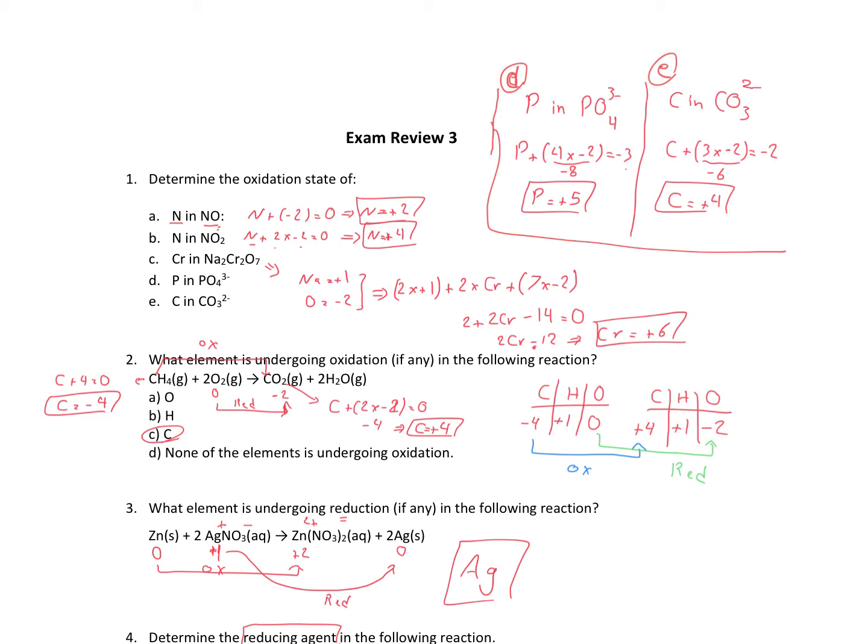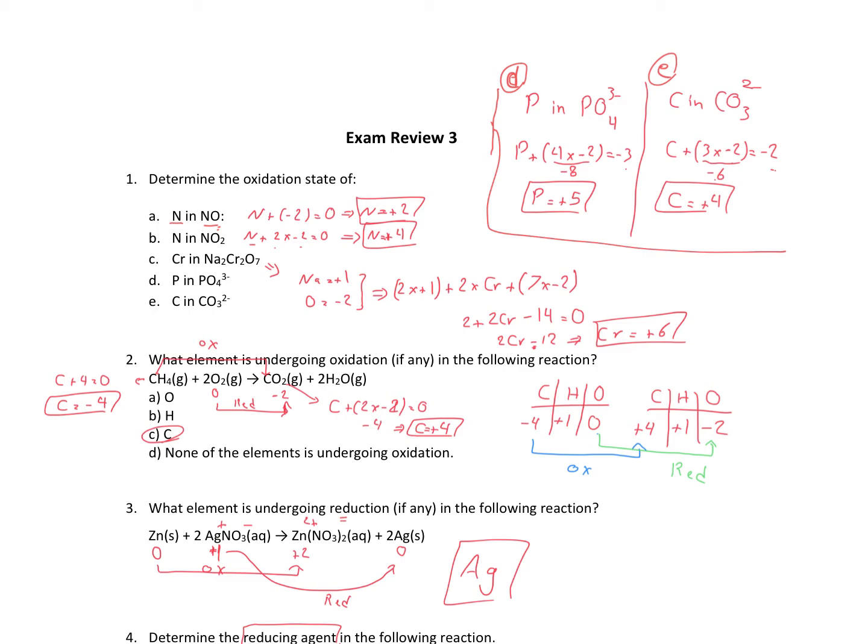And the same in the last one, C in CO3 2-. The sum equals the charge, -2, and C plus 3 oxygen, each -2, is -6, equal to -2, so C should be +4. So that's how you find the oxidation state of an element.